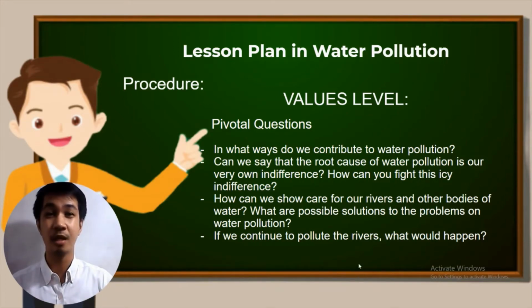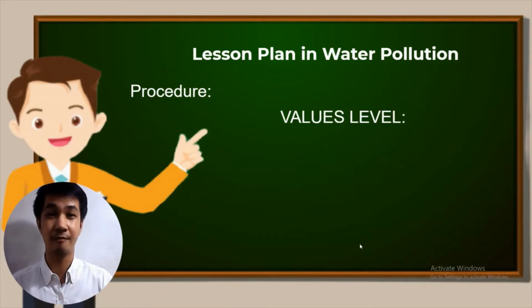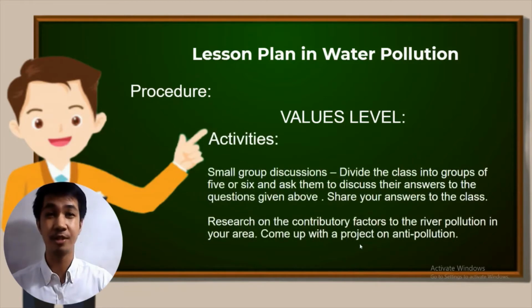And so the possible activities for this particular level are probably, number one, a small group discussion, where we can divide the class into groups of 5 or 6 and ask them to discuss their answers to the questions given above, and they could also share this with the class. Number two, they could also conduct research on the contributory factors to river pollution in the area and come up with a project on anti-pollution.